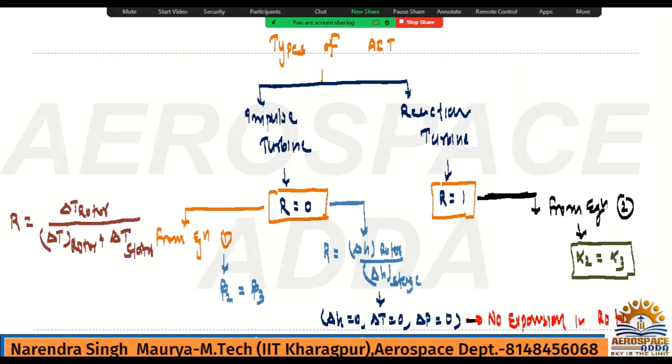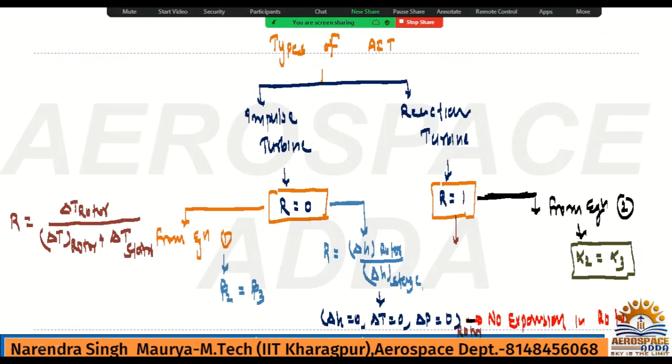So check, if R is 1, that means stator contribution is 0, then rotor by rotor will be 1. Yes or no? So directly this result I will write. It means there is no drop or no expansion takes place in stator. That's the meaning of it. We can say no expansion in stator. Everything for the rotor here I need to write.